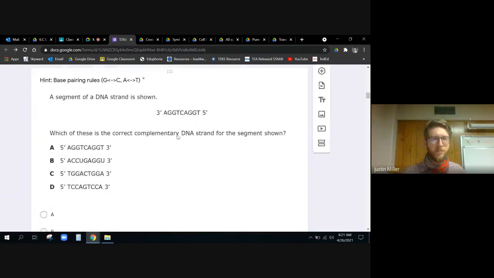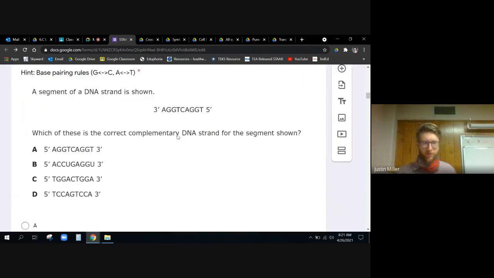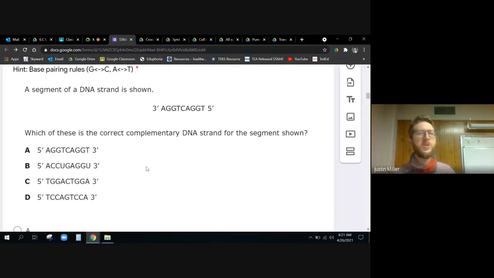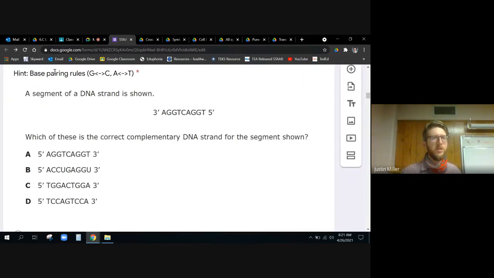Okay, this one should be very easy for you. So all you have to do is remember GCAT. GCAT not only tells you the 4 bases that DNA is made up of, but it also tells you what pairs with what. The first 2 letters, GC, pair together. The last 2 letters, AT, pair together.